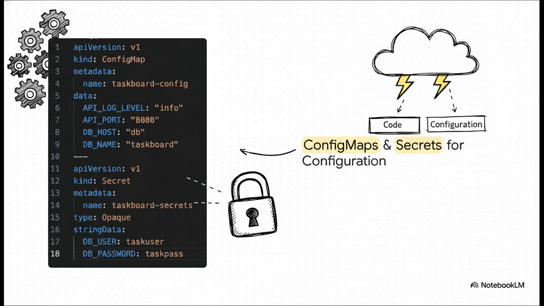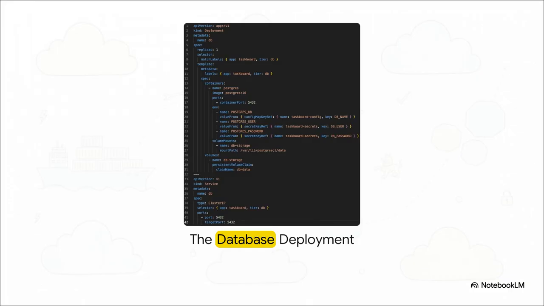This is absolutely crucial. We've all heard the horror stories of developers accidentally committing their passwords to GitHub, right? Total nightmare. Instead, we use secrets to securely inject those credentials, like our database password, directly into the environment at runtime.